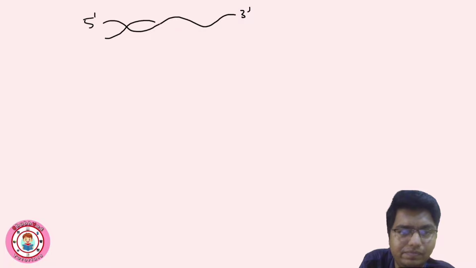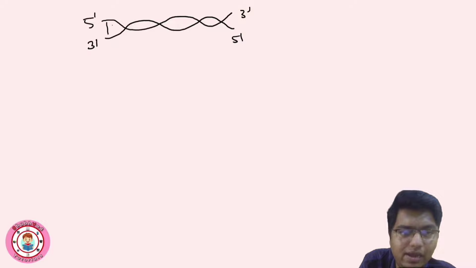So let's understand some of the important points of DNA replication. This is a DNA strand, okay? We know the double-stranded structure of DNA, and these strands are anti-parallel. The first one is 5' to 3', another is 3' to 5', and these are complementary to each other. There are hydrogen bonds in between, okay?